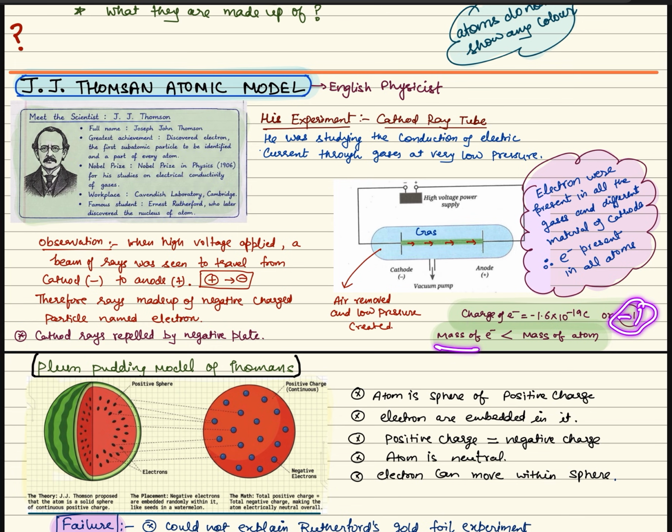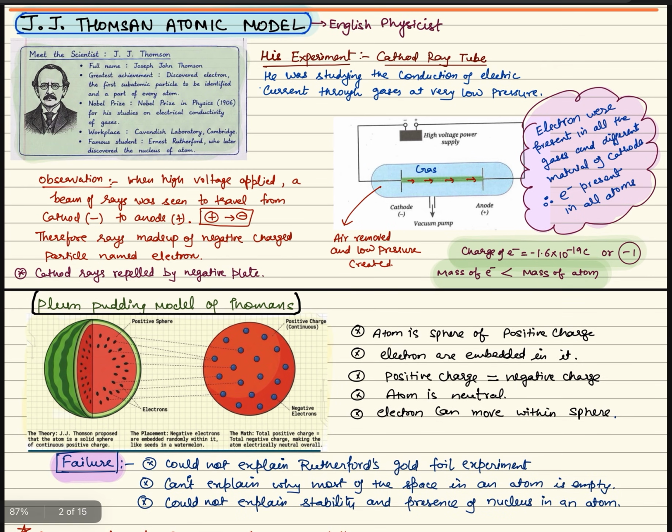Okay, and the mass of an electron is always less than the mass of an atom. It is very small, which means you can ignore the mass of the electron. They are so light, understood? So that's why the mass of the atom is very large as compared to the mass of the electron that was present in the atom. Okay, and how did he show the electron?